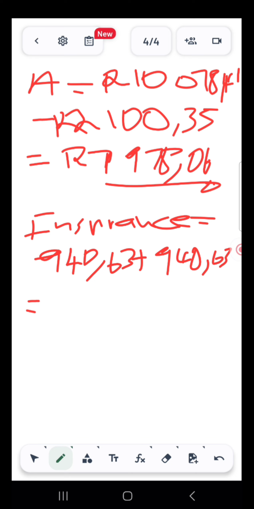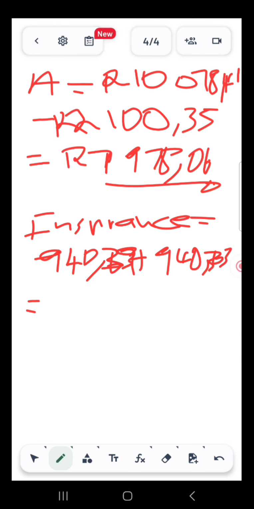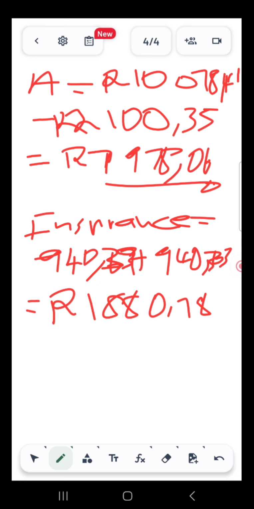Then our 639, not 63, sorry, 39,39. Okay, and then the money he pays for insurance in total is 1,880,78. That's the money I spend on his insurance, right?